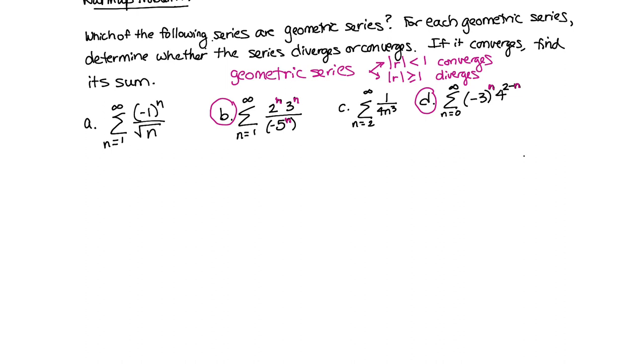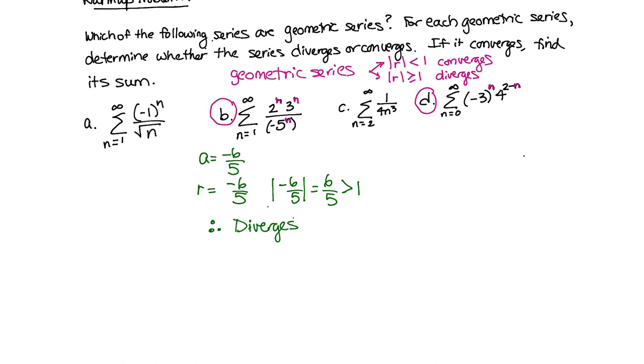Why did you think B diverged? Can you help me out here? What did you get for that one, Taylor? What was your thinking? My A was -6/5. Okay. My R was -6/5. Beautiful. I agree with you. I like it. B definitely diverges.